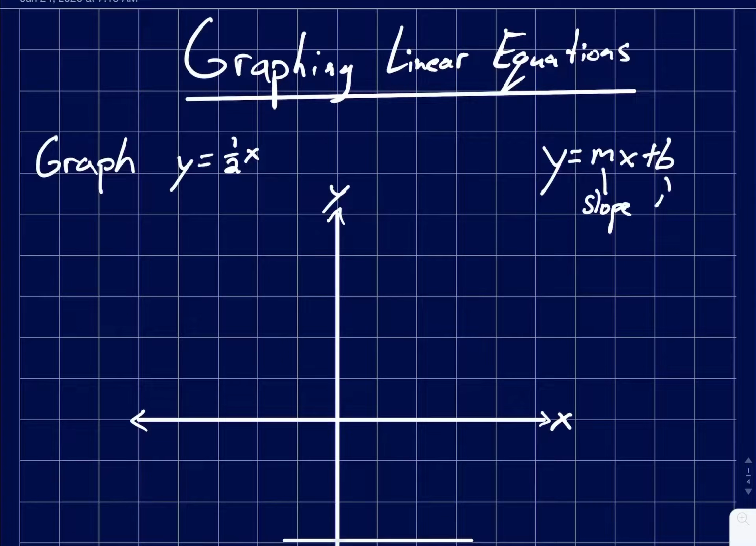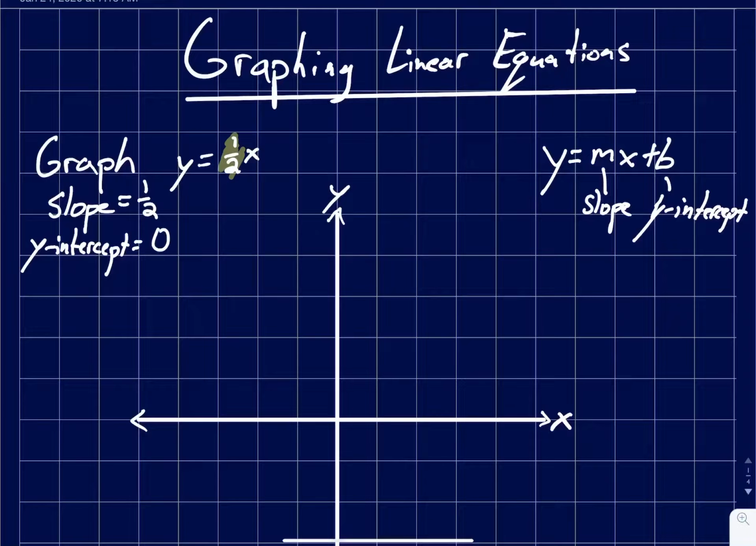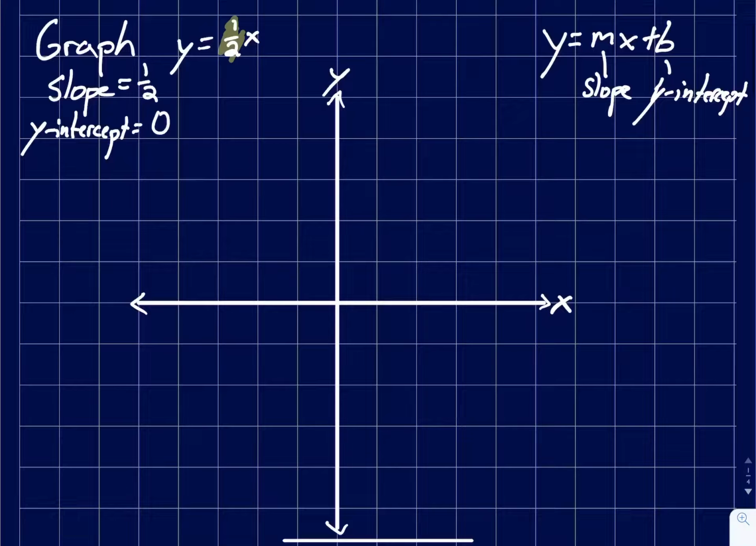and b is the y-intercept. Okay? M is the slope and b is the y-intercept. Well, here we can see our slope is 1/2. And we don't have a y-intercept, so in this case we'd say our y-intercept is 0.